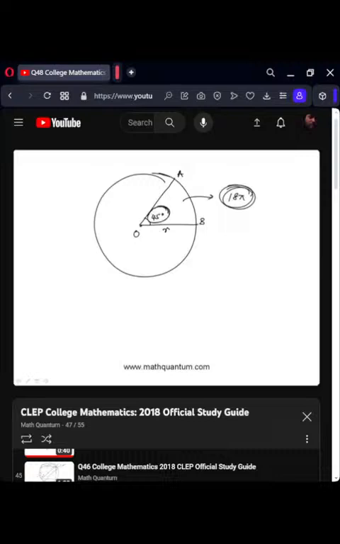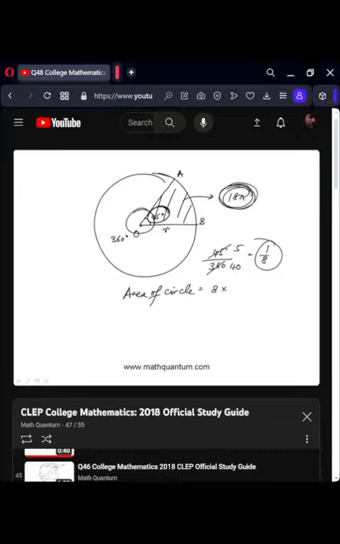So this entire angle is 360, so you can find 45 as a fraction of 360. 9 times 5 is 45, 9 times 4 is 36. This is 1/8, so the area of the sector is 1/8 the area of the circle, which means that the area of the circle would be 8 times 18 pi. So now we need to find the radius.